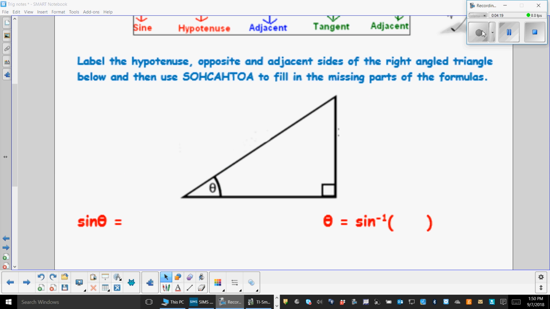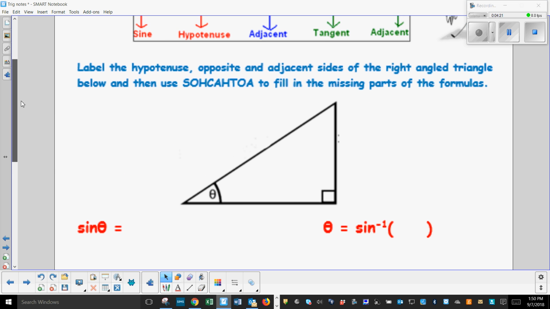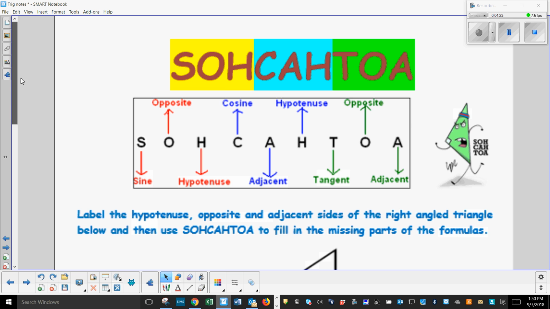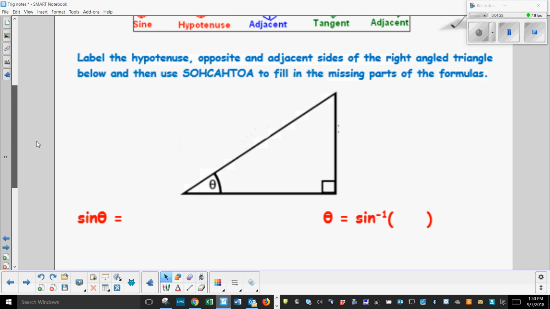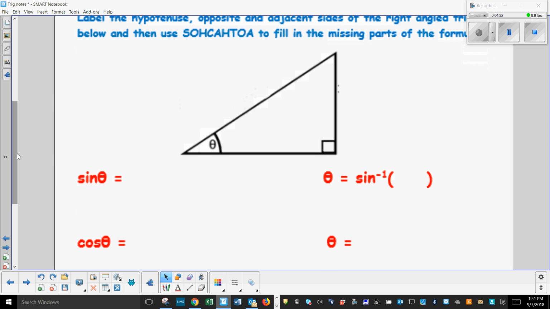Cool, just in case. All right, SOHCAHTOA. We're on to SOHCAHTOA now. Let's label the hypotenuse, opposite, adjacent, and right angle of the right angle triangle below, and then use SOHCAHTOA to fill in the missing parts. Feel free to race ahead and try it yourself first if you prefer.